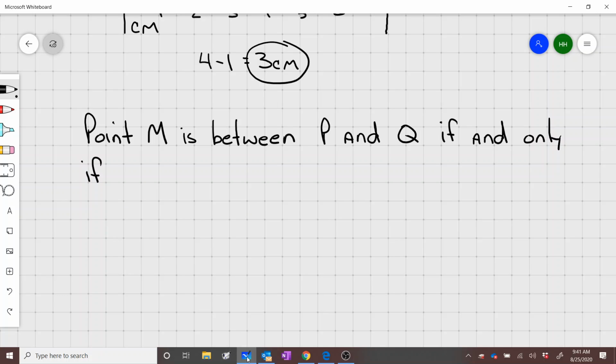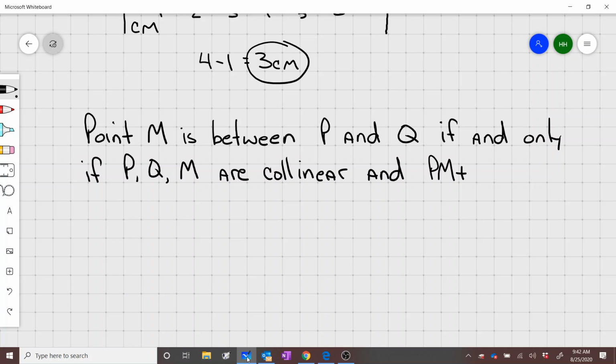P, Q, and M are collinear, and PM plus MQ is equal to PQ. Alright, this is a much simpler concept when we draw a diagram. Point M is between P and Q if and only if P, Q, and M are collinear, which means they're on the same line.